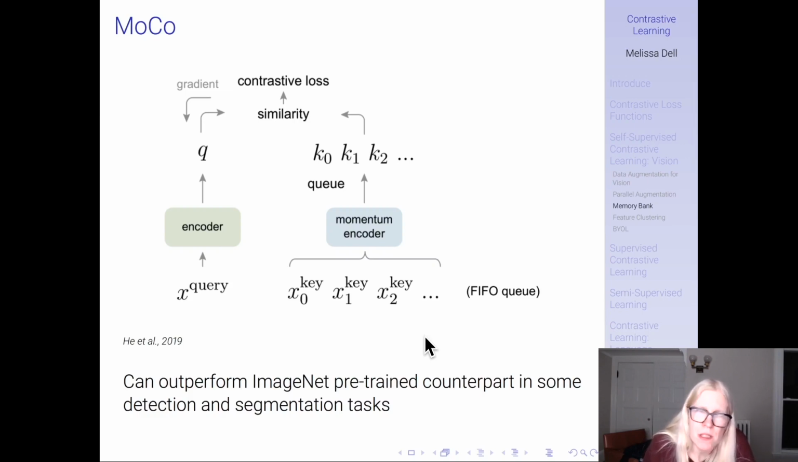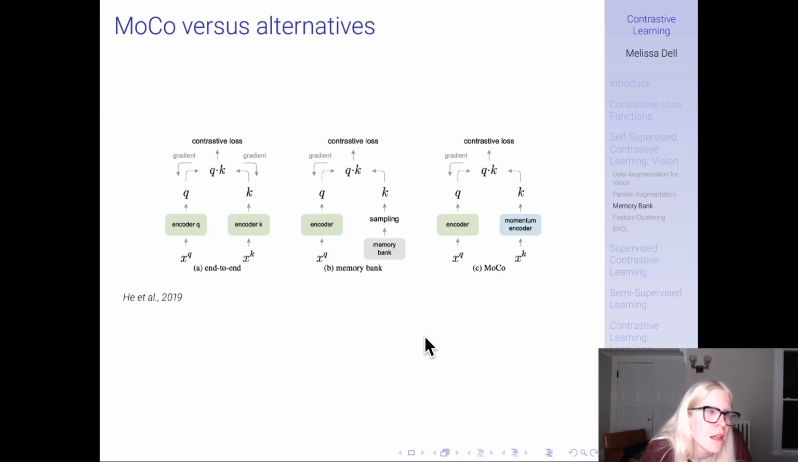So you might be taking representations from previous iterations of the model, but since you're cycling them out and it's this dynamic dictionary, they're not getting too out of date. They weren't computed using a radically different version of the model. And importantly, you're not computing gradients on this momentum encoder. It's just a slow moving update of the query encoder. And they find that this can outperform ImageNet pre-trained counterparts in some detection and segmentation tasks. So it shows promise as a self-supervised method for pre-training.